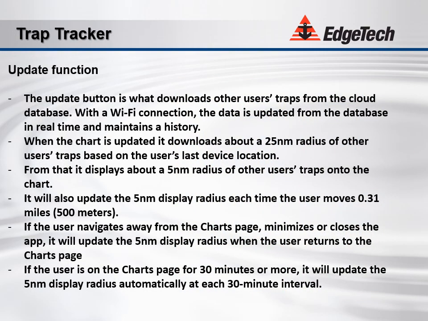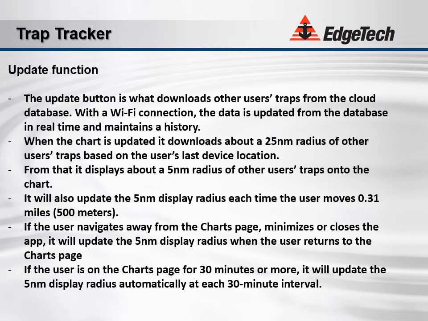The update function. The update button is what downloads other users' traps from the cloud database. With a Wi-Fi connection, the data is updated from the database in real time and maintains a history. When the chart is updated, it downloads about 25 nautical mile radius of other users' traps based on the user's last device location. From that, it displays about 5 nautical mile radius of other users' traps onto the chart.